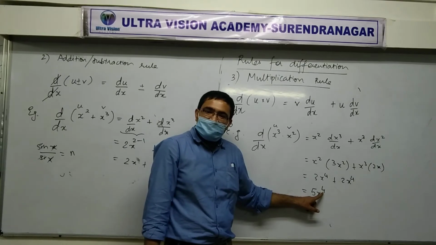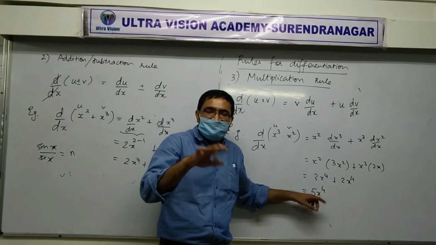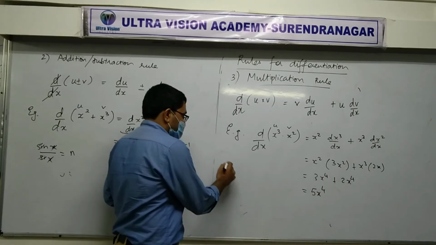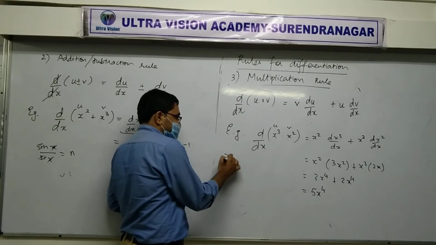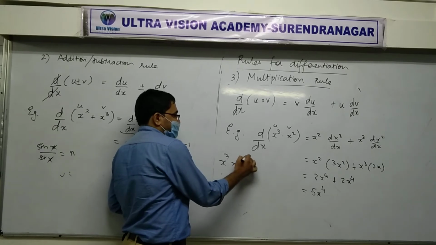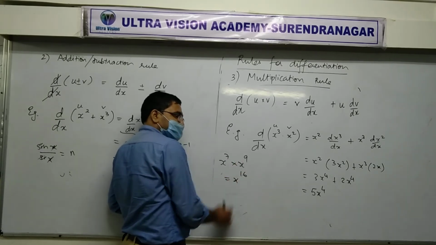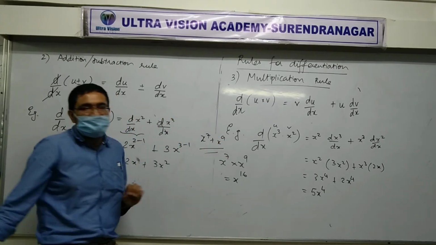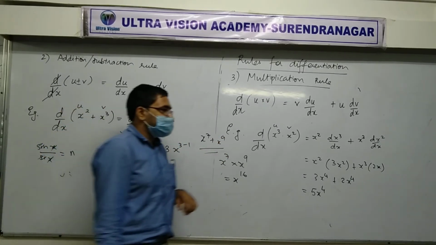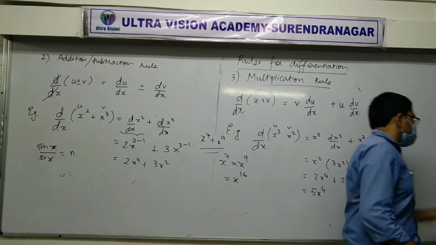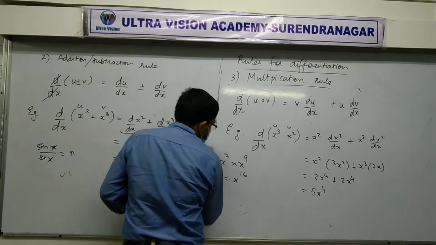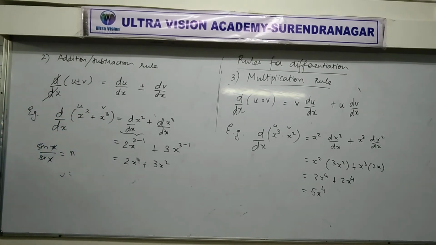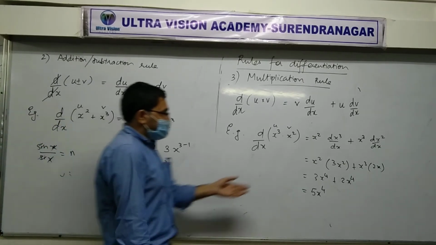Powers cannot be added if you add. It can only be done if it is multiplication. For example, x raised to 7 into x raised to 9 is x raised to 16. But x raised to 7 plus x raised to 9 is not x raised to 16. Understood? Do you remember? Don't make that mistake. Be careful. So this is 5x raised to 4.